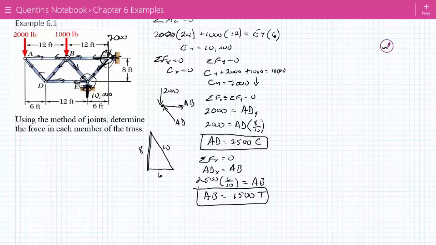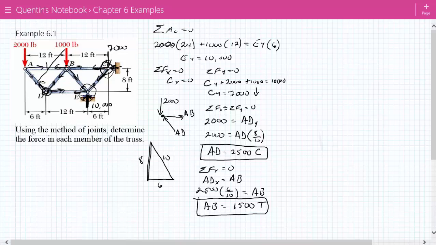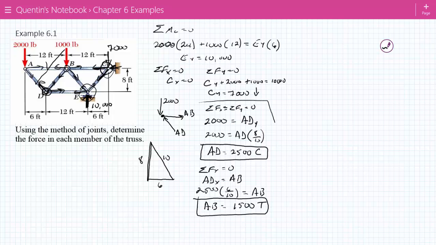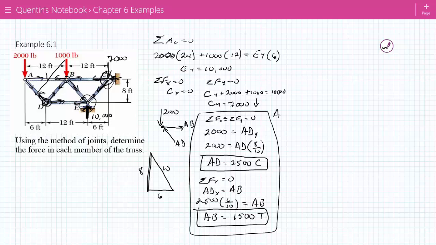Okay, so now I know this one, and I know this one. So now I need to move on. You'll notice here, looking at point D, now I have 2 unknowns. This one is no longer an unknown, so I can do that. So let's go to point D. This is all from knowing stuff at A. Now let's go on to point D.